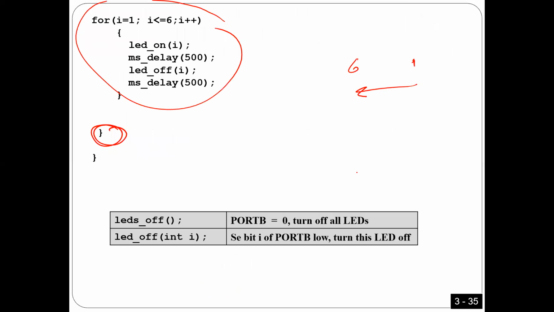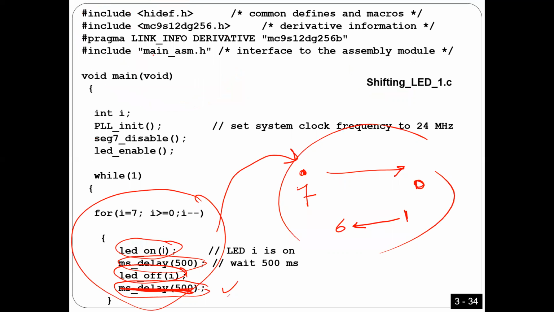Next one here should take us from 1 to 6. Okay, and it's the same thing here, from 1 to 6. Is that okay? Exactly same thing. And then after I finish from 7 to 0 and from 1 to 6, after I finish this one and this one, I'm gonna come back to while again to repeat this pattern.